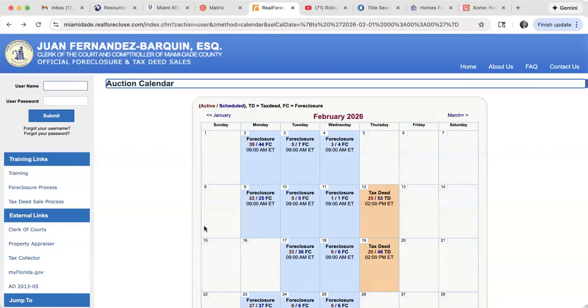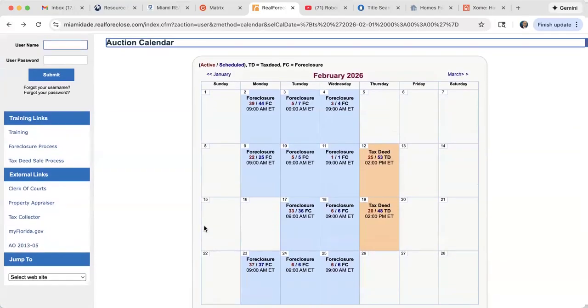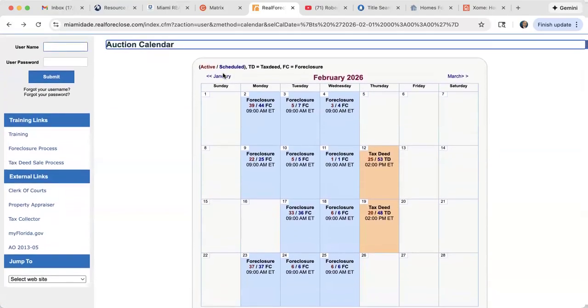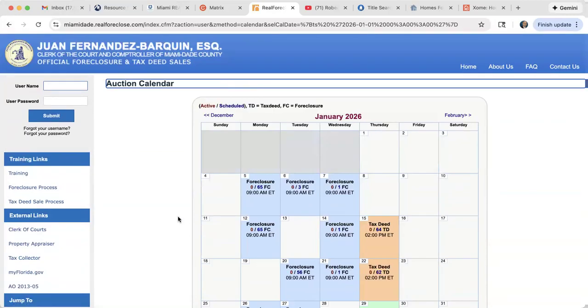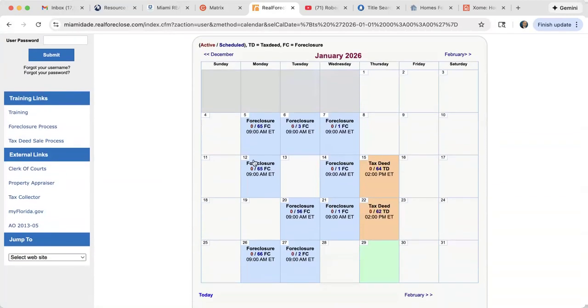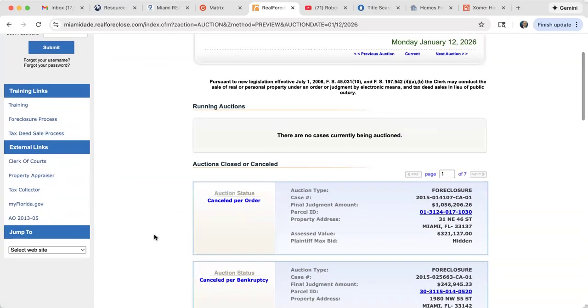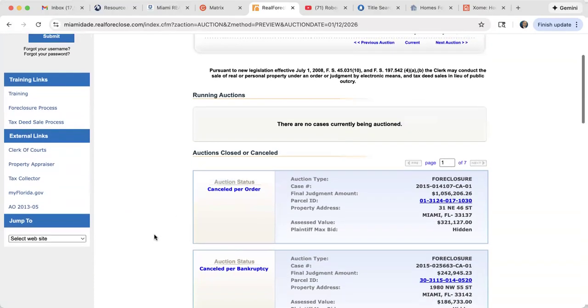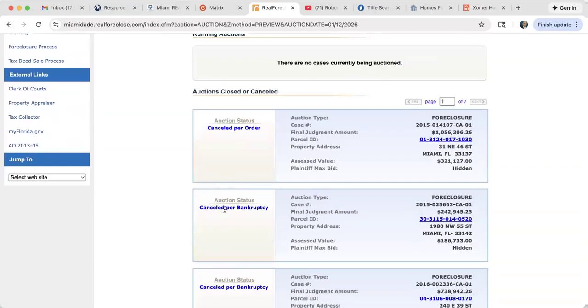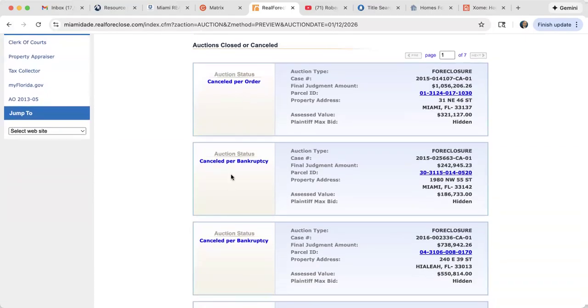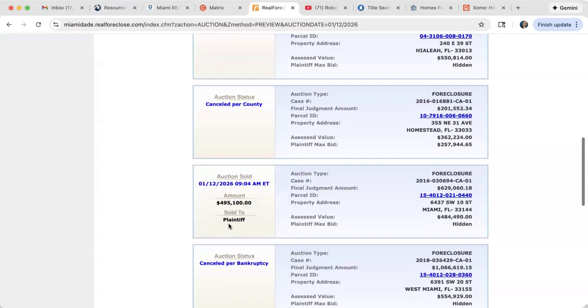What was I saying? Yeah, so you want to give yourself ample time to prepare. I want to show you something, guys. I'm going to go back to January, and let's go back to January 12th, for example. This is to show you what actually happens with these properties. Look, this auction was canceled. You're going to see a lot of cancellations. See, cancel, cancel, canceled. This auction right here, this property was won and sold to the plaintiff. Who's the plaintiff? Right?